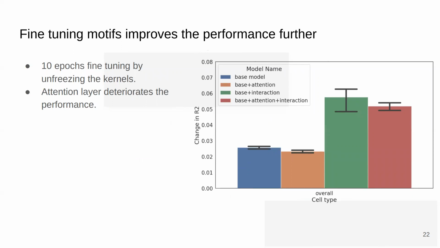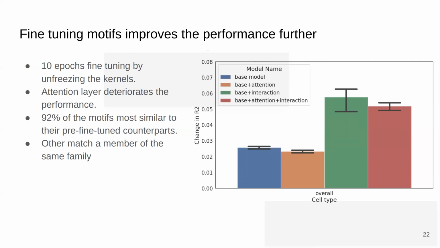And in this setting, we actually find that this attention module we included to allow for some flexibility no longer helps. One thing that you might worry about is that when you fine-tune motifs, they lose their identity, right? And this would, of course, impede interpretability of the final layer. We find that that is not the case, and actually 92% of motifs map back to themselves, and the rest actually map to another motif in the same family.